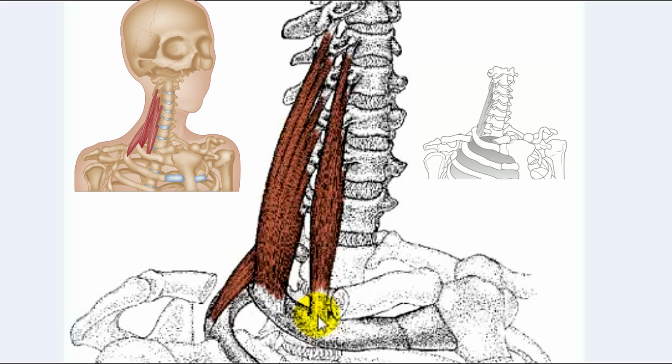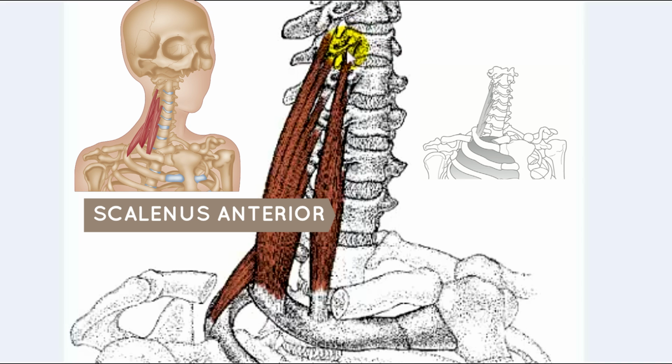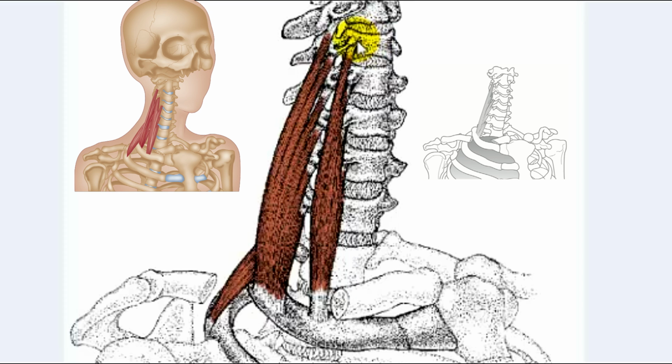So there are three scalene muscles. The anterior, or the front one, attaches to the tubercle, which is a little bump just on the side of the second cervical vertebra, and it attaches to the tubercle of the second, third, fourth, fifth, and sixth cervical vertebrae. These all join together into a fair-sized muscle.